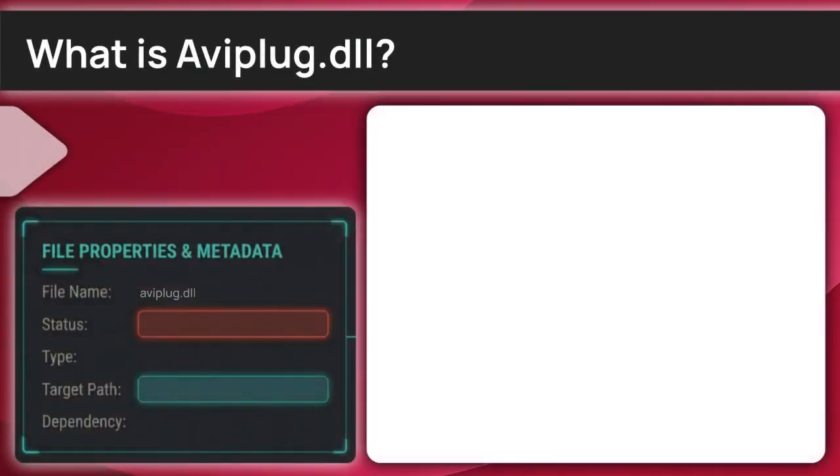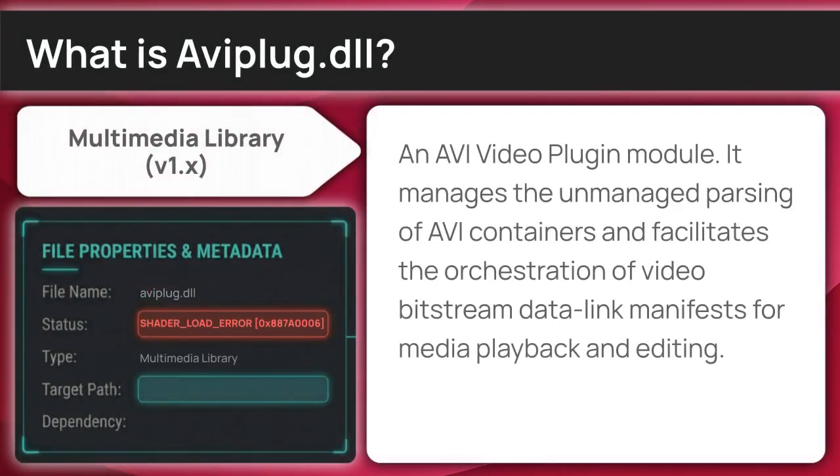This is the AVI Plug Library, an AVI Video Plugin module. It manages the unmanaged parsing of AVI containers and facilitates the orchestration of video bitstream data link manifests for media playback and editing. Understanding the file's role is a great start. Now let's look at replacing it.